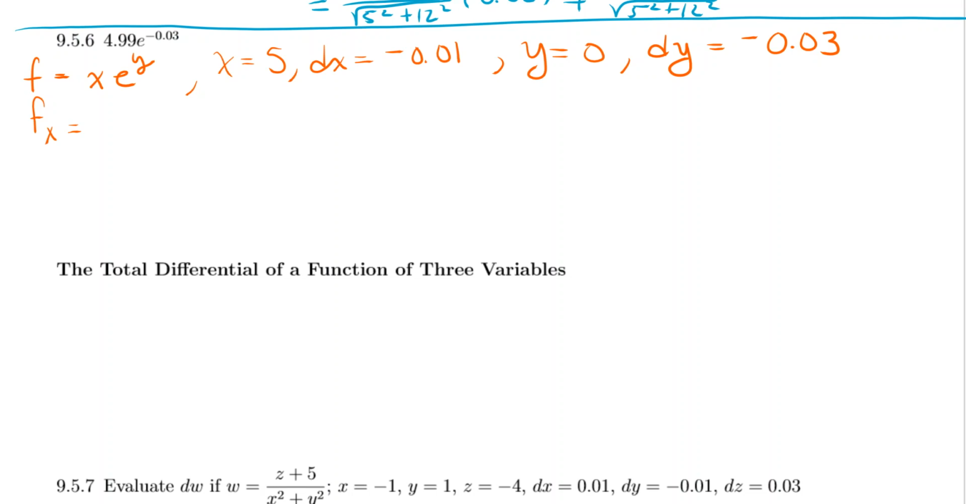So this is kind of nice because we're treating e to the y as a constant, so you're just going to get e to the y because when you derive x, you get 1. Now the partial in y, I should have done this one first. This one is much easier than the one before it.